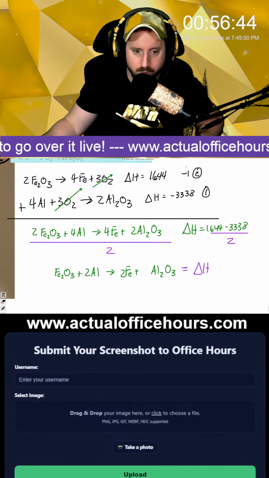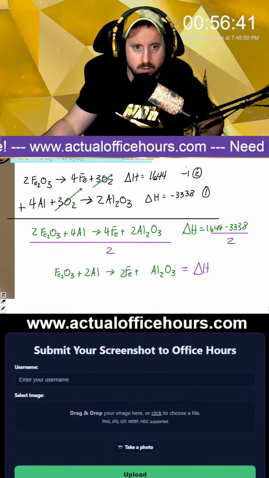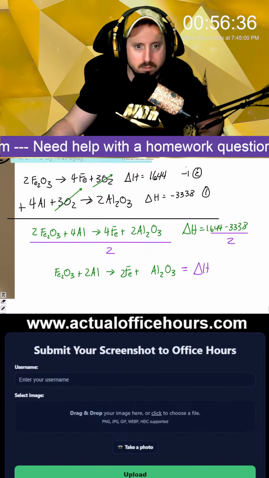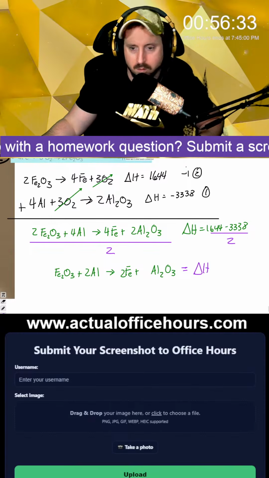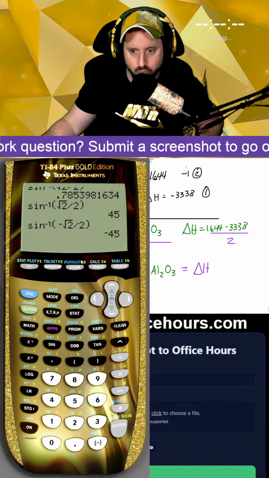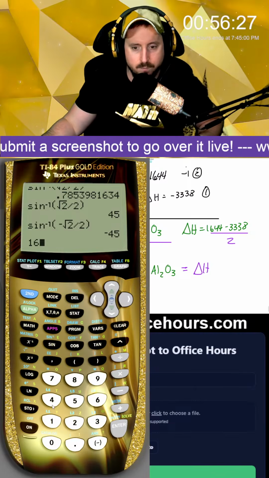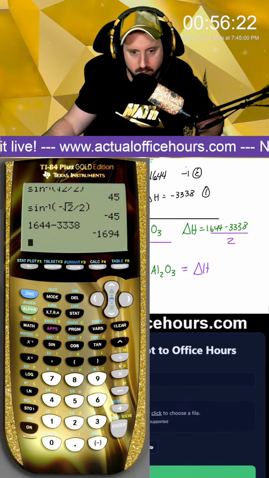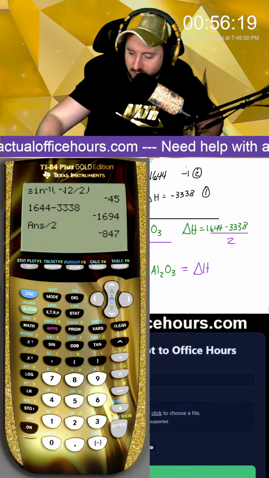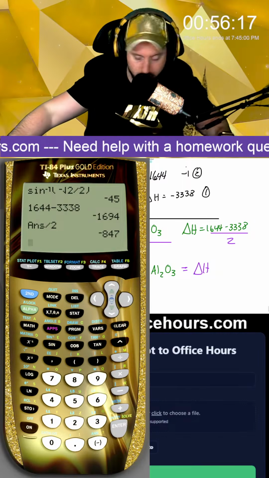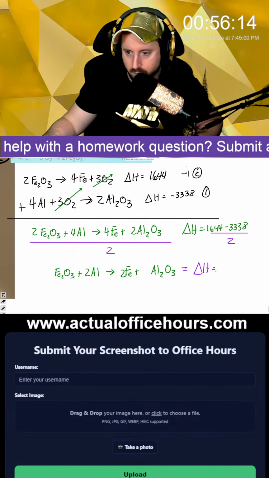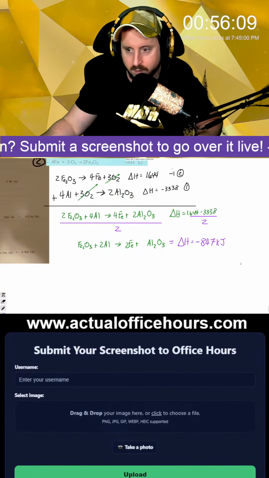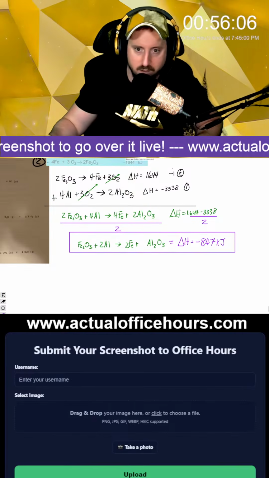Let's pull it up. I need a calculator for this one. All right, let's see. 1644 minus 3338 divided by 2. So that should give me negative 847 kilojoules. Okay. Let's see if it works out the same way, doing just heat of formation for everything. Okay. So this is one way to do it.